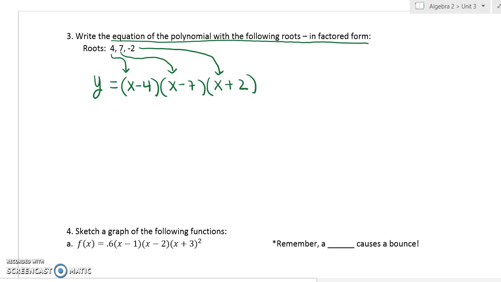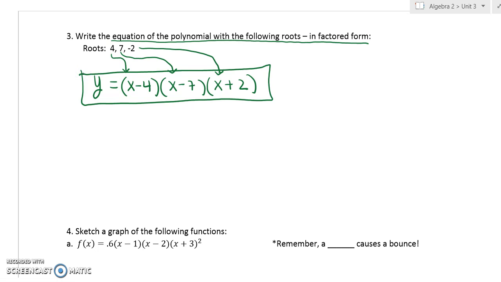So therefore, when they ask us, hey, what is a polynomial in factored form, that's the equation that we give them as our answer. Great job on that. Now, here's a side note, just so you know.